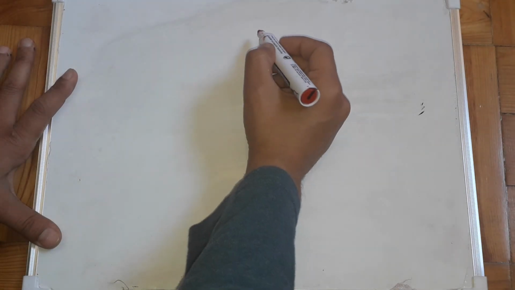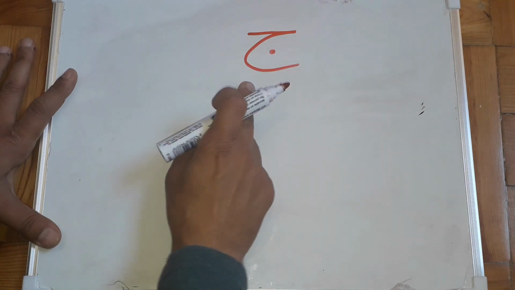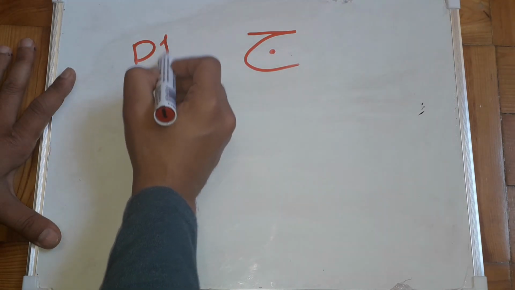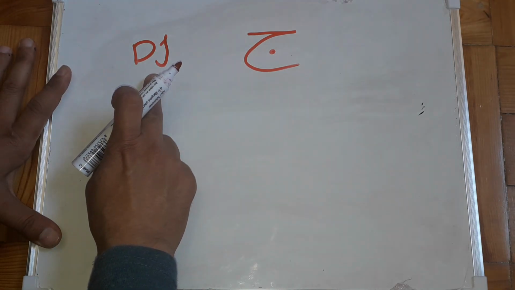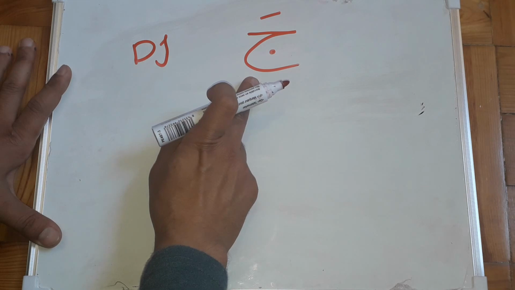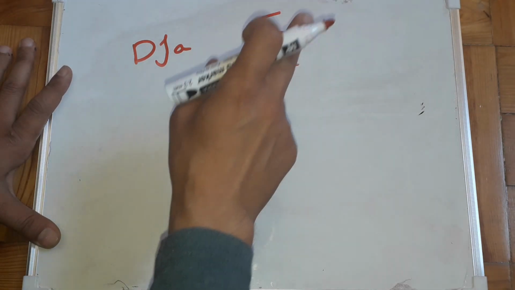Today we will learn together this letter. It is J. The sound is J. Okay, J. And when we put this mark on the top, so it is Ja. Okay, Ja. Today we will learn Ja.